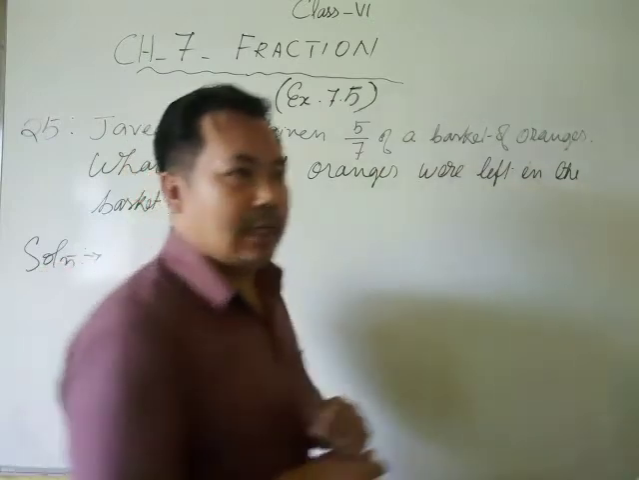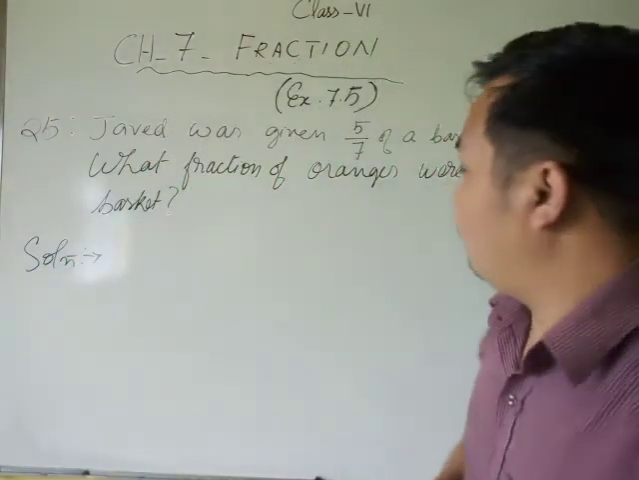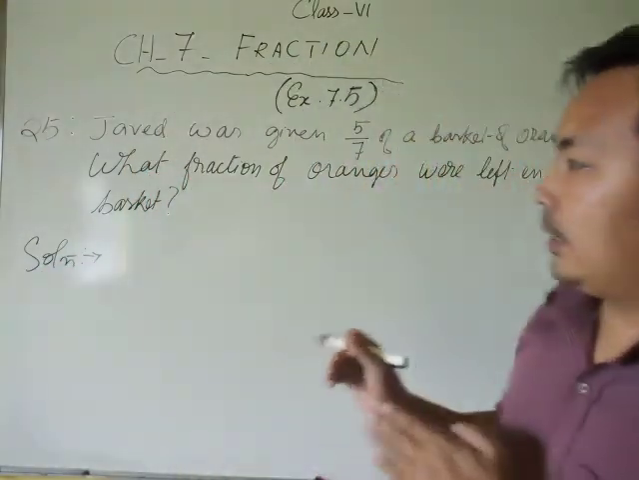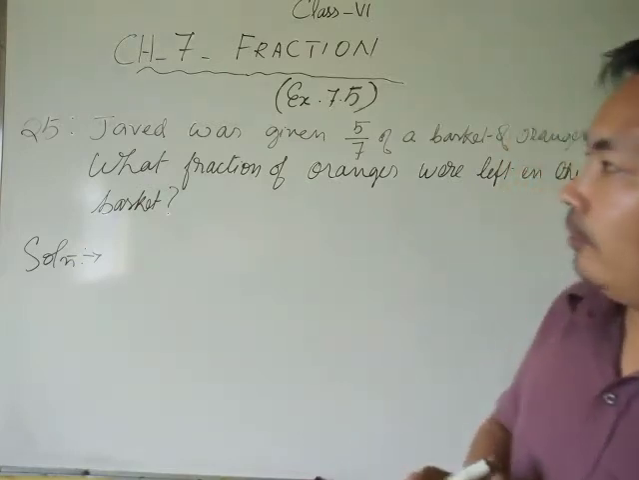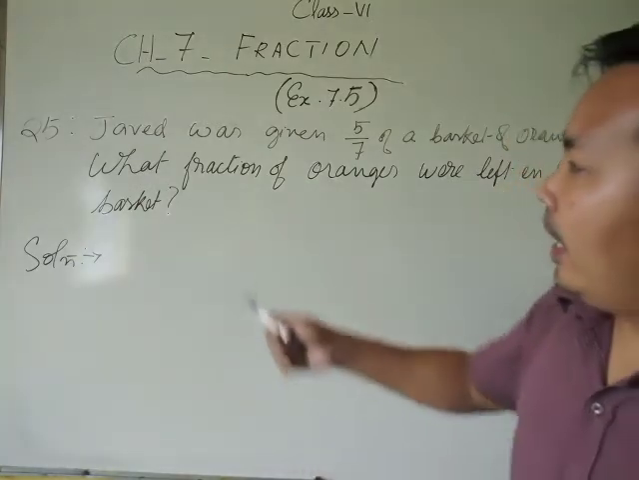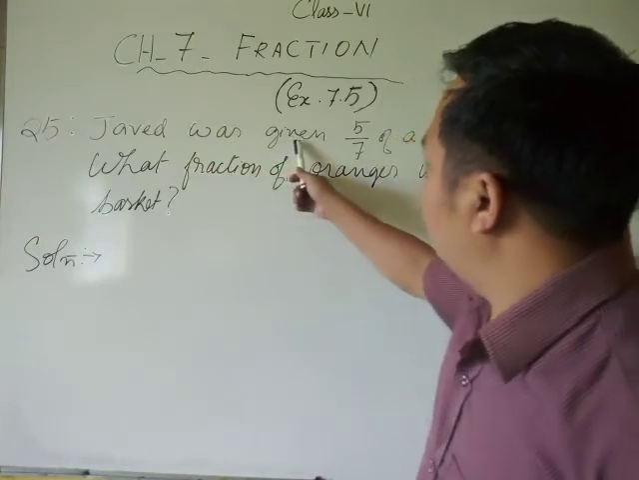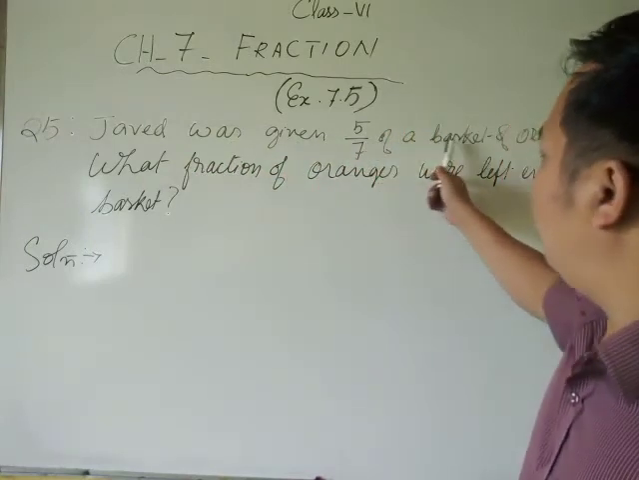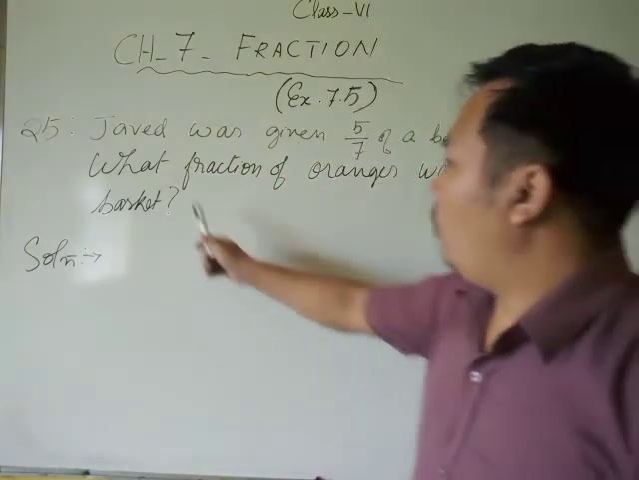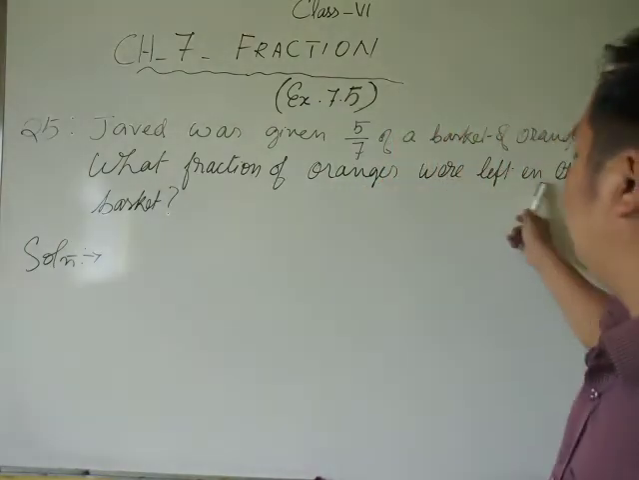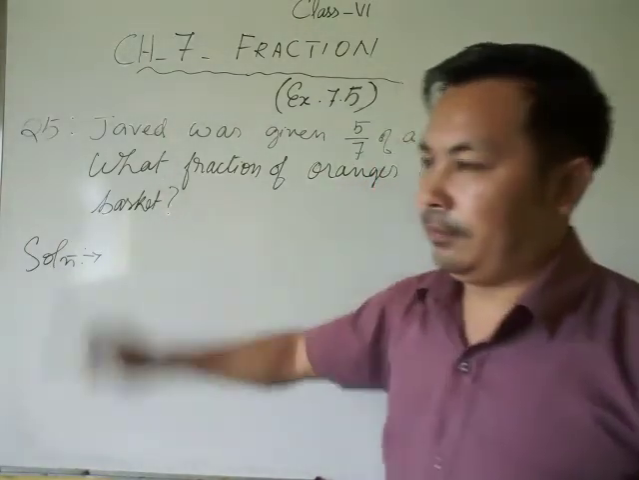Hello students, we have the last question, question number 5 of this exercise 7.5. The question is saying that Javed was given 7 by 5 of a basket of oranges. What fraction of the oranges were left in the basket?